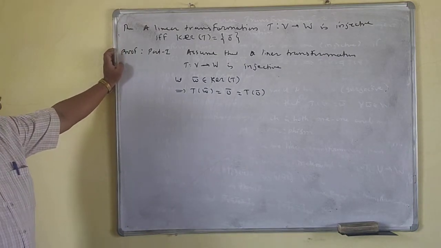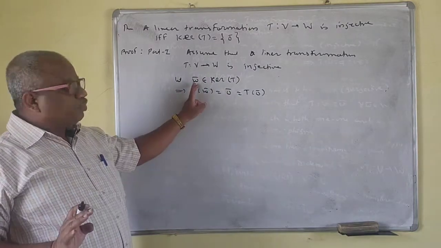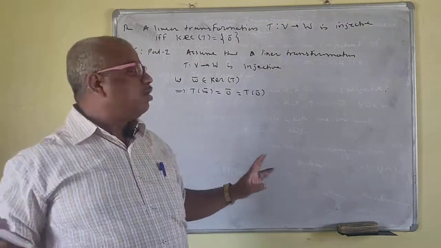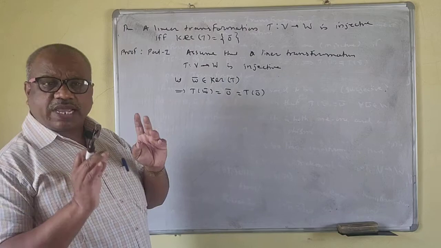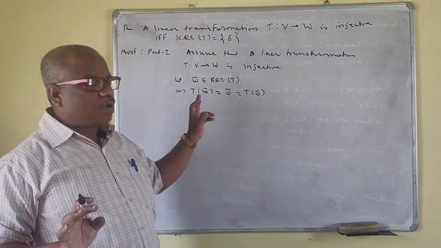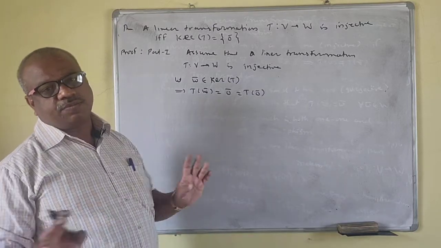What do we want to prove? That every vector of the kernel of T is the zero vector. So we have taken an arbitrary vector W bar. What we have to prove is that W bar is 0 bar. We want to prove that the kernel of T is only the singleton zero vector. That means if you take any vector from the kernel of T, it is a zero vector. So W bar is any vector in the kernel of T, and we want to prove that W bar is 0.